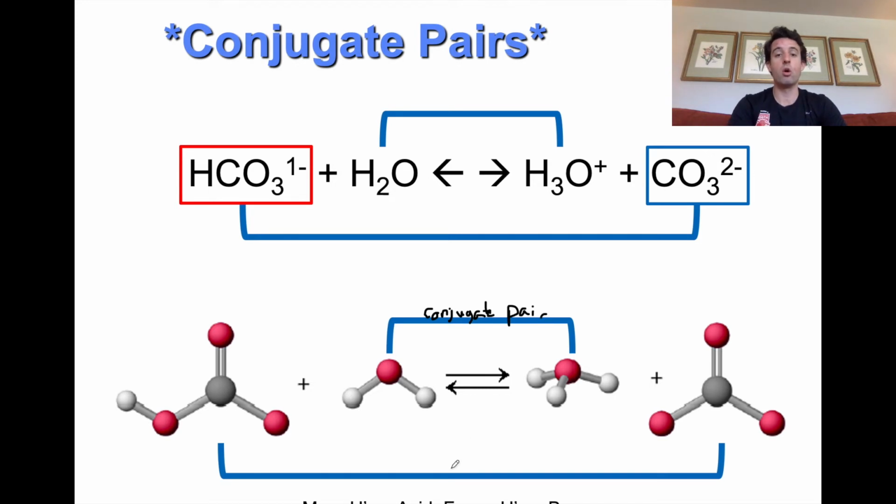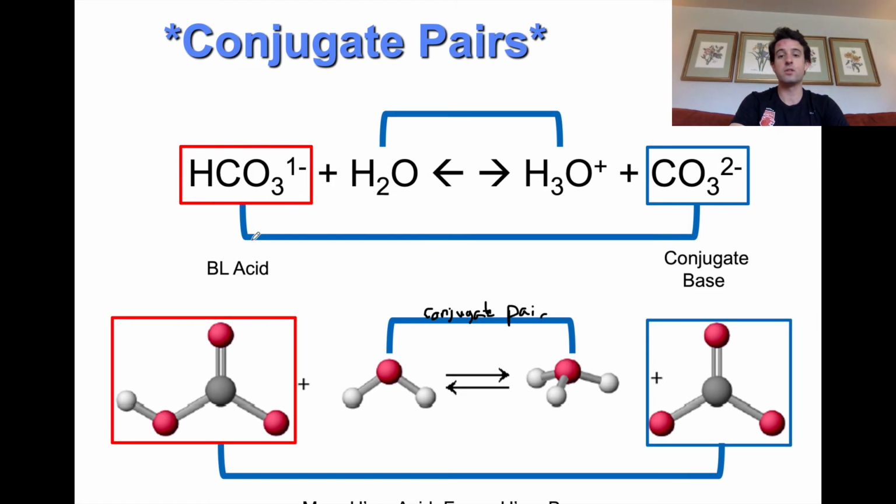That's kind of how I remember it. I just remember, if you have more H's than your pair, you're acidic. So what this is going to mean is HCO3 1-, that's an acid. And CO3 2-, that is a conjugate base. So I wrote down here Brønsted-Lowry acid, conjugate base. Notice I outlined HCO3 1- in red. Remember, red goes with acidic, red acid, and blue goes with base.